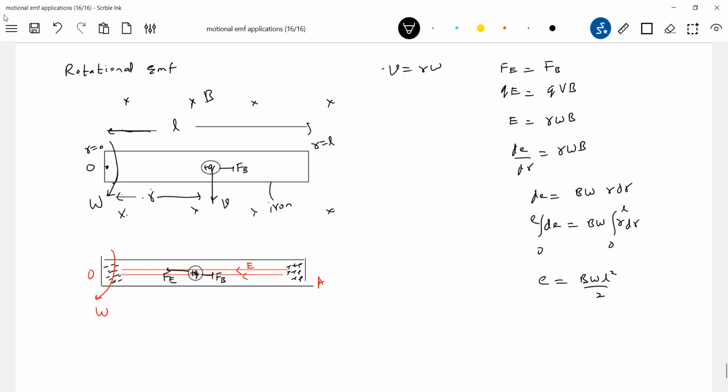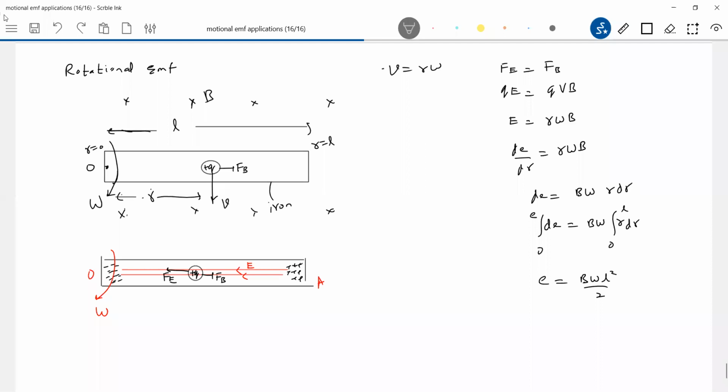So the rotating rod also will behave like a cell, and if you connect any resistor across it, a current will flow. So why is this preferred? In applications, we don't use motional EMF. I'm making it clear that motional EMF is hypothetical, just to understand Faraday's law. What we discussed till now, translational motion EMF, is hypothetical. We hardly use it in any application, to be frank. 99.99% of applications are based on rotational EMF.